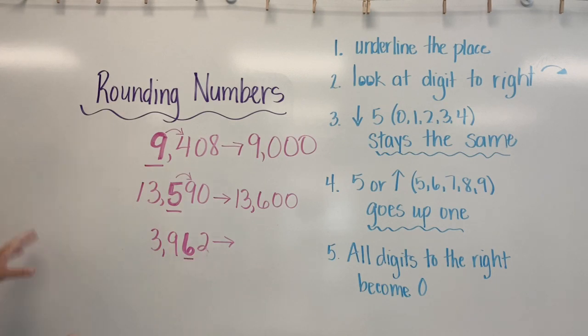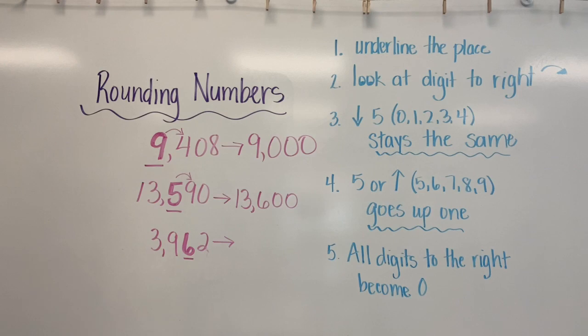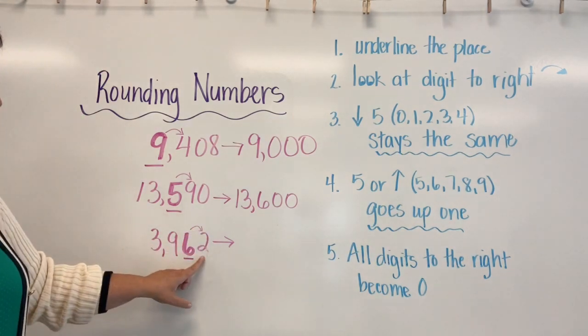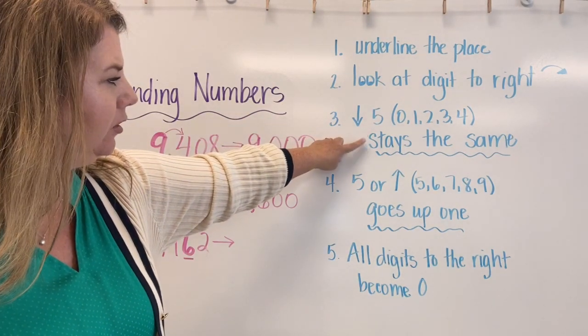Okay. The bold digit is a 6. It's in the tens place. I look to the number to the right. It's a 2. Is it less than 5? Yes. What does the underlined digit do?